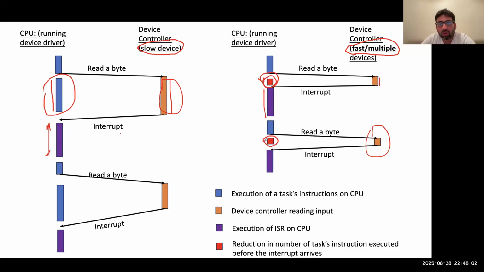Which leaves the CPU with no option but to do a relatively smaller amount of useful work while it is waiting for the interrupt, right? So a faster device, if the CPU is asking to read a byte of data repeatedly, will frequently get interrupted, and it will not be able to make any meaningful progress or make any meaningful use of the waiting time, because the waiting time itself is very small, right?